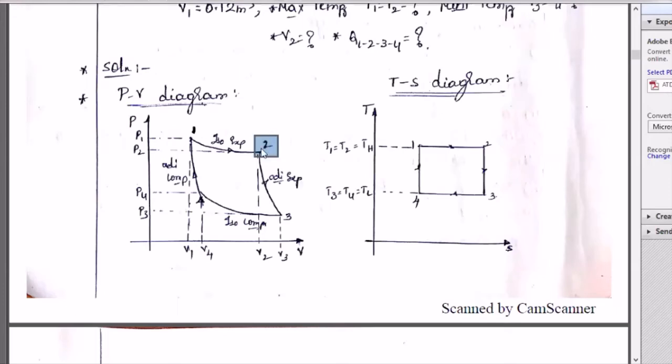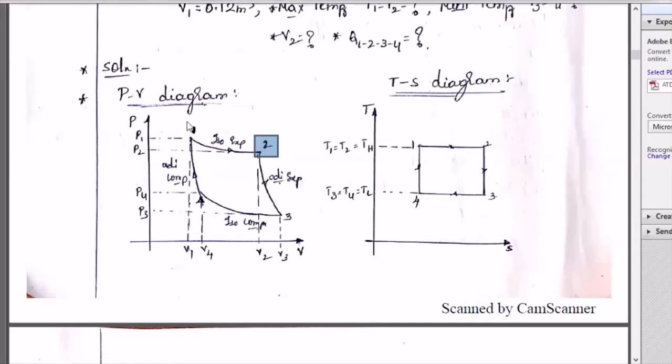2 is also a part of the 2 to 3 process. Now 2 is the common point for two processes, 1 to 2 and 2 to 3. So be very careful. Now I have to find out V2. Either I can use the 1 to 2 process formula to find V2, or I can use the 2 to 3 process formula to find V2.